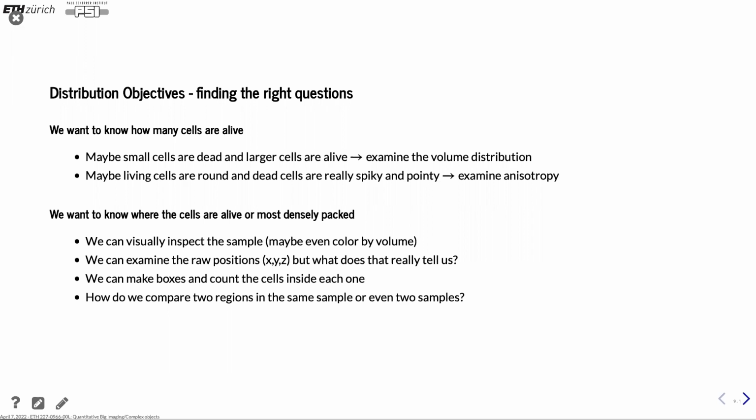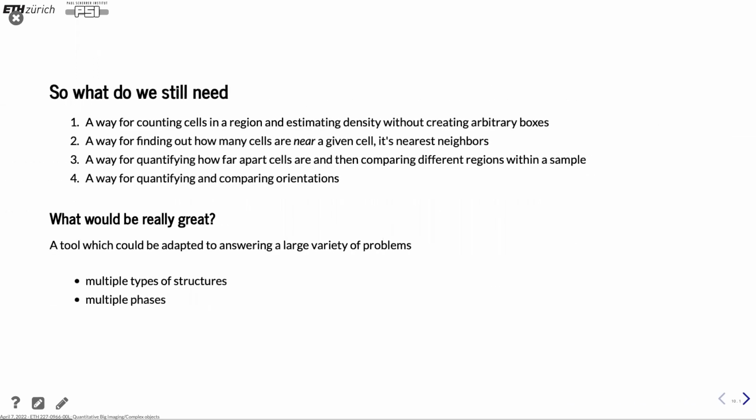That would be another way to divide the image into regions and just count how many cells there are in each region. And then we can compare between different regions or even between different images and see how we can get something out of that. But we maybe need some new tools. Is there a way to find out how many cells there are near a given cell within some radius? Maybe also comparing these regions. So putting it more into quantitative numbers is what we want to do.